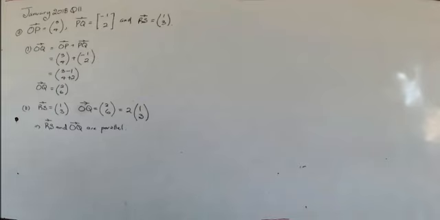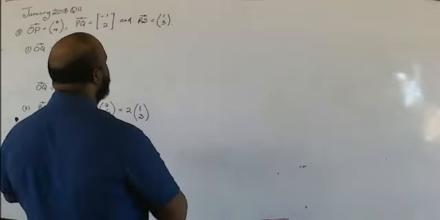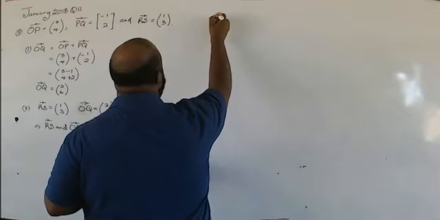Now we're at part B. Part B says, X, Y, and Z is a triangle. Did they draw a triangle for us? No. So it means that we can draw any triangle. I'm not going to draw it down here. Let me draw it here. I'm going to draw my triangle.